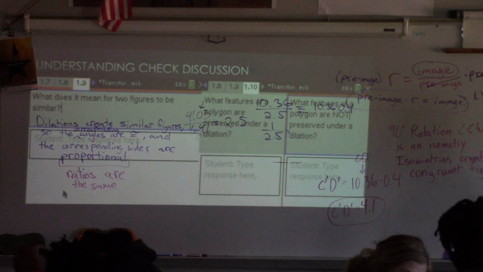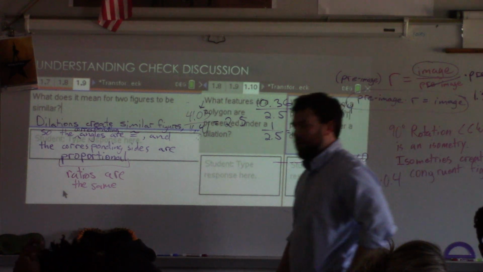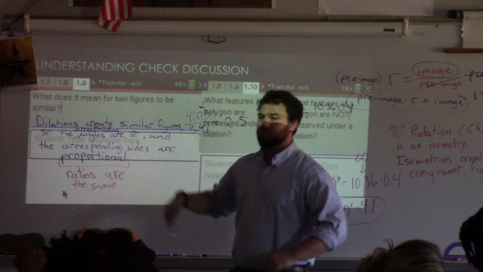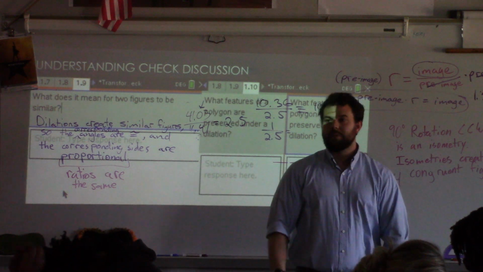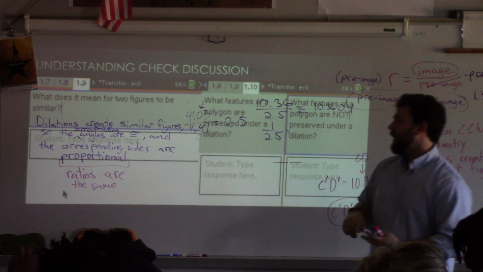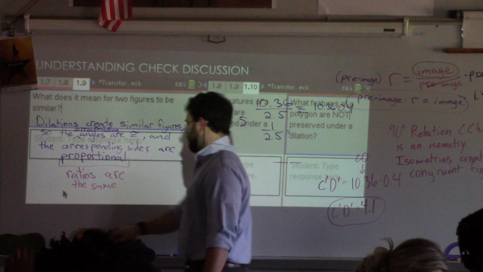Which makes those two figures similar, right? If the sides are proportional. A dilation is what creates similar figures. But that means that the angles are congruent and that the sides are proportional.